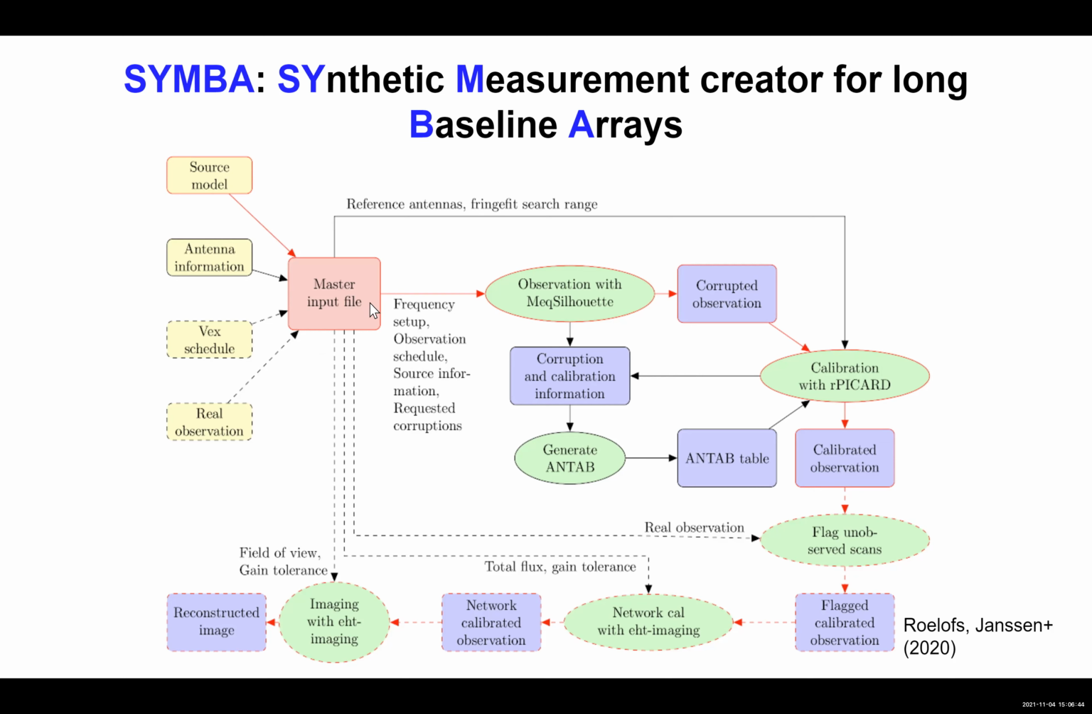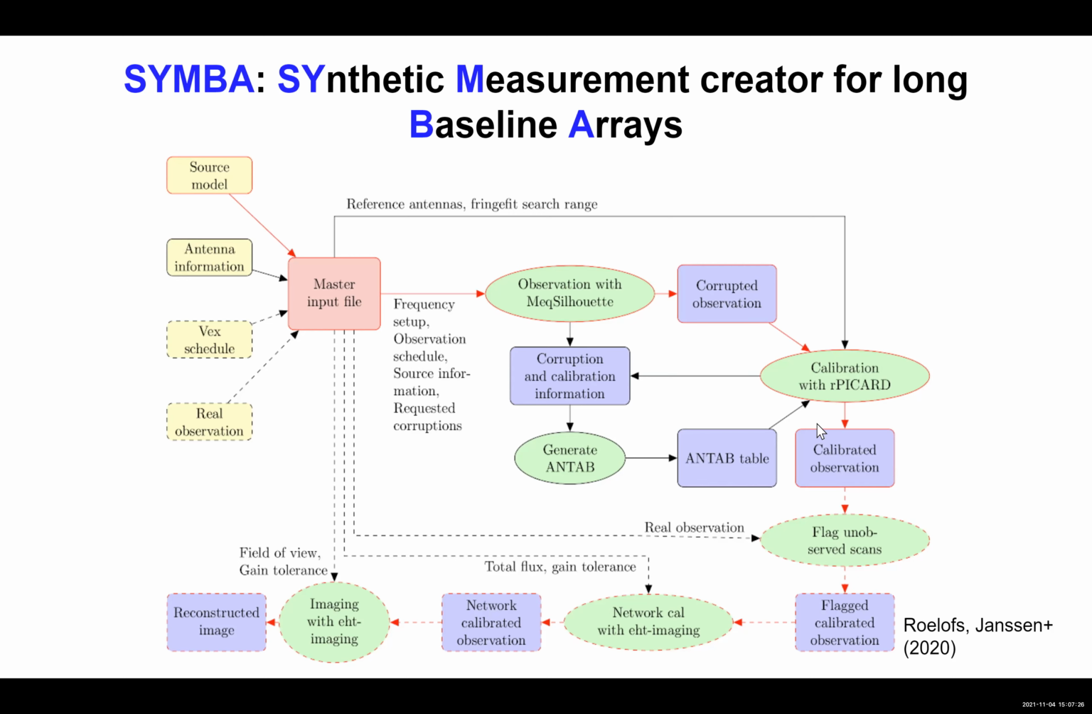And from those inputs, you generate an observation, and that we do using the MeqSilhouette software, which is calculating the visibilities and adding all these corruptions. And then we do a calibration with rPICARD, and that is using the same information that you would also use during a real observation. So from the corruptions that MeqSilhouette applies to the data, we generate an antenna gain table that is then used to do an amplitude calibration, and also we do a fringe fitting of the data.